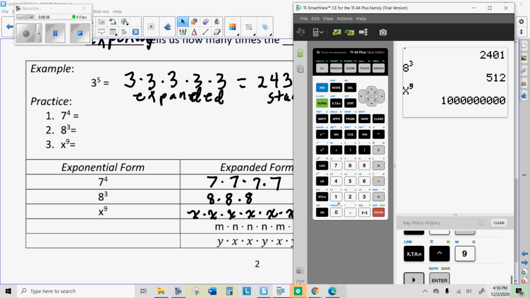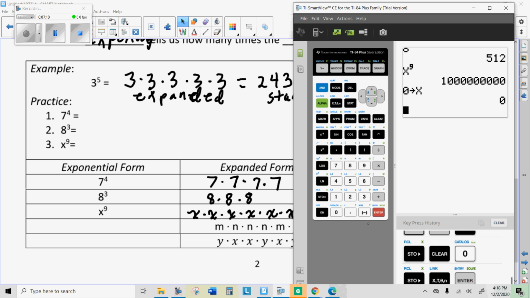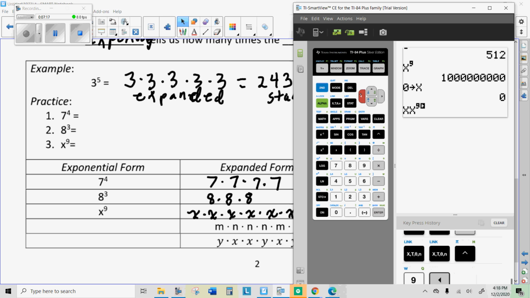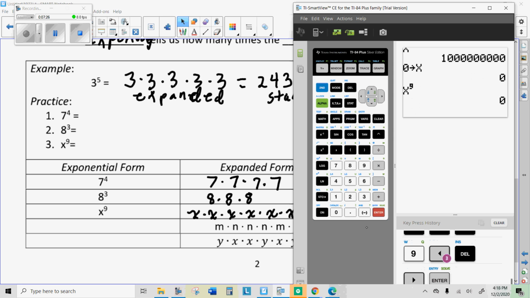But if you reset your memory, then your calculator will store, and here's a store button. You could actually use this too to change the value of x if you want. I just made x equal to 0. Now, if I do x to the ninth power, I will get 0 because the x value is 0. So it can have a lot of difference.